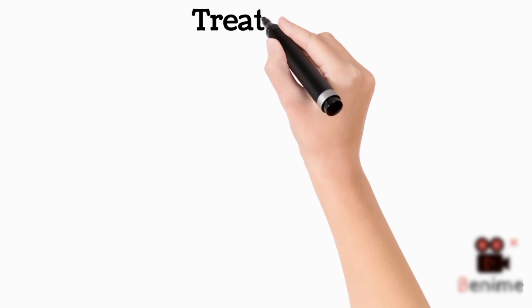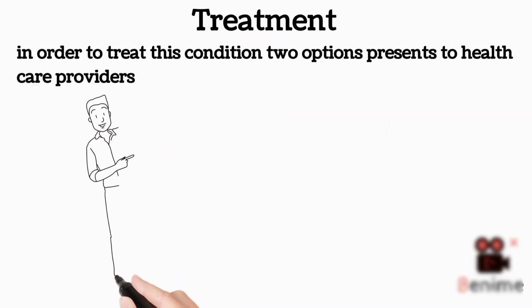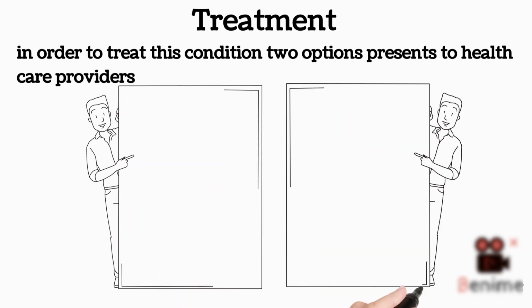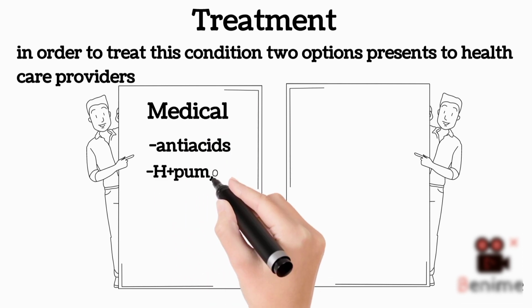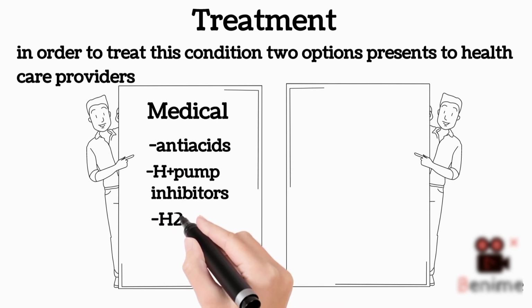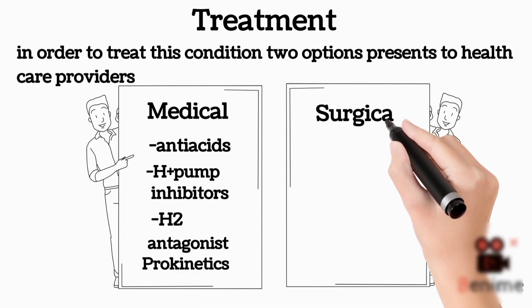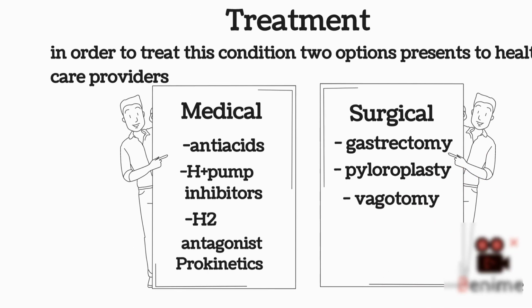In order to treat this condition, we have two options, medical and surgical. Under the medical management, we have classes of drugs which can be very useful. Medications like antacids, proton pump inhibitors, histamine 2 inhibitors, and prokinetics. Under the surgical management, we have procedures like gastrectomy, pyloroplasty, and vagotomy.